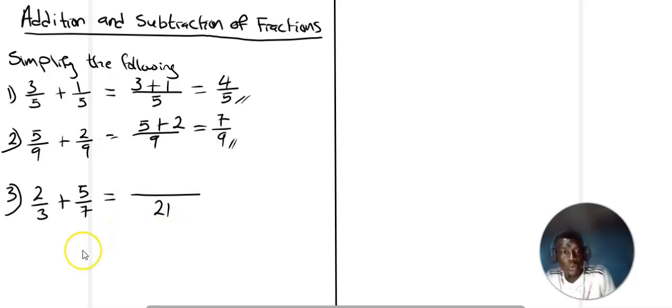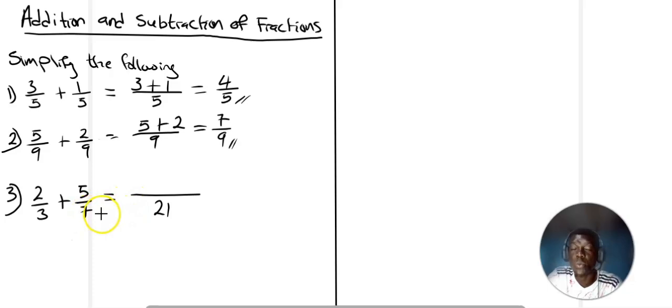Now mind you, some students make that mistake of just multiplying the denominators directly. Please, that is very, very wrong. Okay, you might get it correct here because 3 times 7 will still give you 21. But when you are solving more than 2 fractions, it becomes a problem.